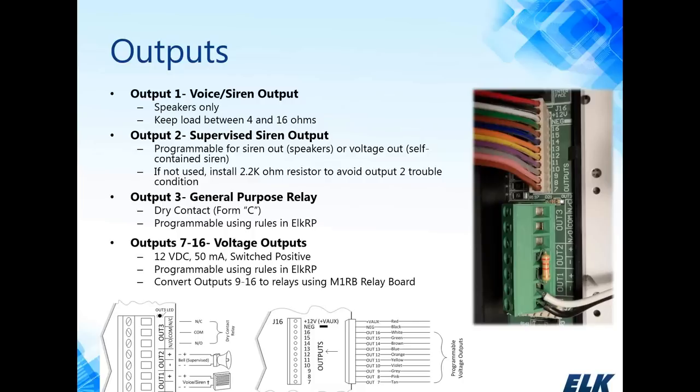Outputs 7 through 16 are voltage outputs. They're positive switch, 12 volt at 50 milliamps each. They too are programmed using the RP rule engine. And you can set those up to be triggers upon alarms, arming or disarming, maybe to control an LED or something, for visual status. There are many different applications you could use those for. You can also convert outputs 9 through 16 to actual relays using the M1RB. This is our relay board, plugs directly onto J16 there, and it converts 9 through 16 into general purpose Form C relays.